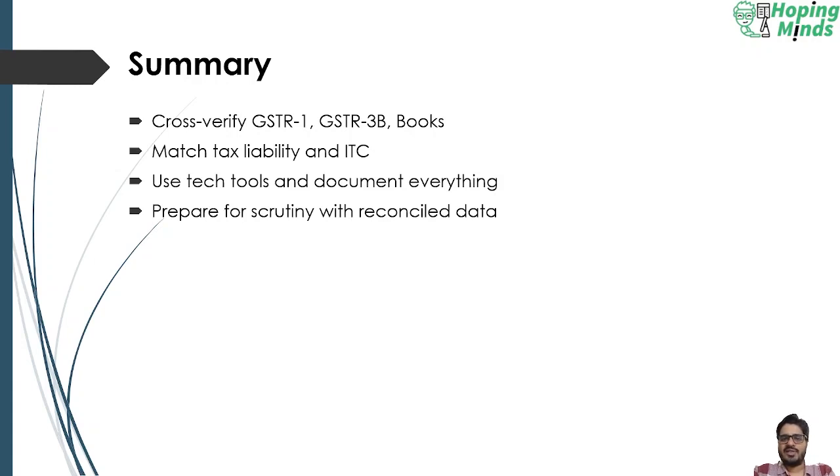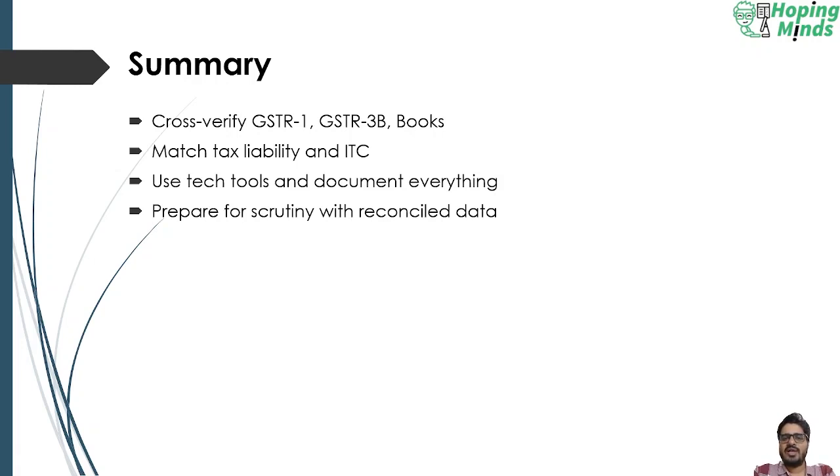justify such differences. Then match tax liability and input tax credit. The tax liability as reported in GSTR 3B return and GSTR 1 return must match with the books, and the input tax credits that are availed by the taxpayer and the corresponding input tax credit balances as appearing in the credit ledger must match with the books.